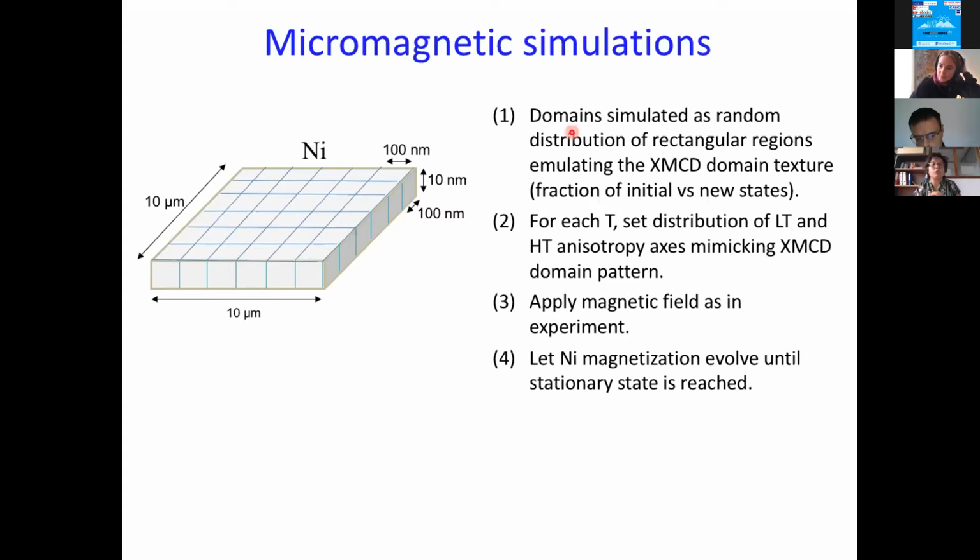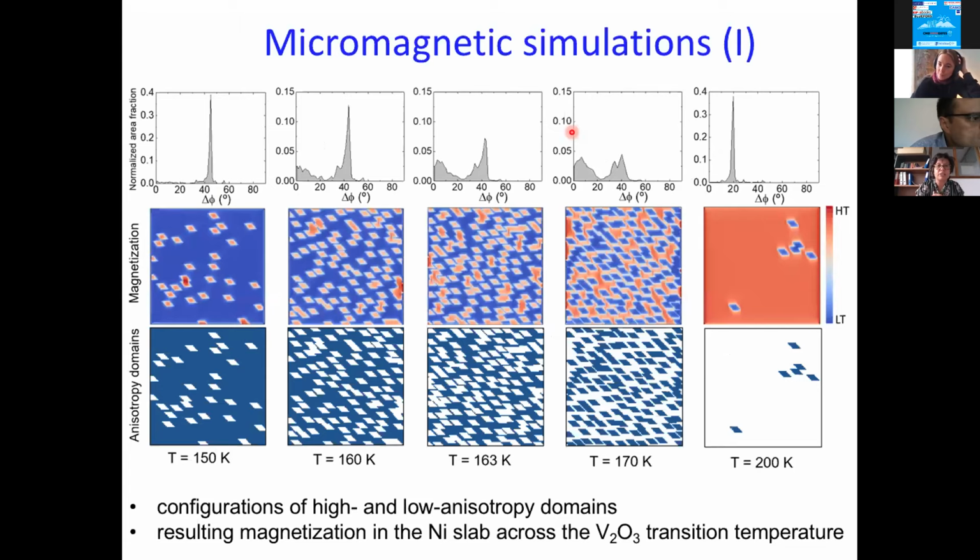Then for each temperature, we set the distribution of low temperature and high temperature anisotropy axis, as I showed in the figure before, mimicking again the distribution in the domain pattern. Then we apply the magnetic field with the same magnitude and geometry as in the experiment, and let the magnetization evolve until the stationary state is reached.